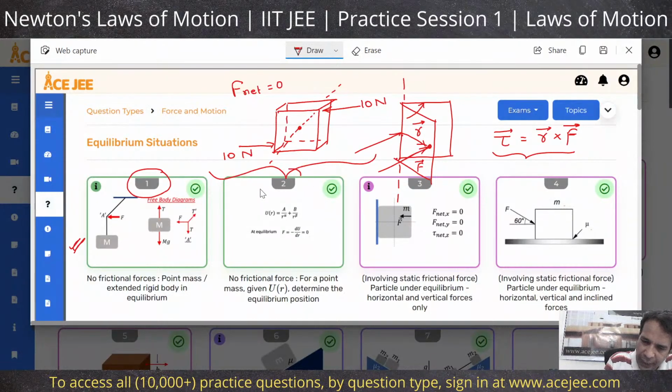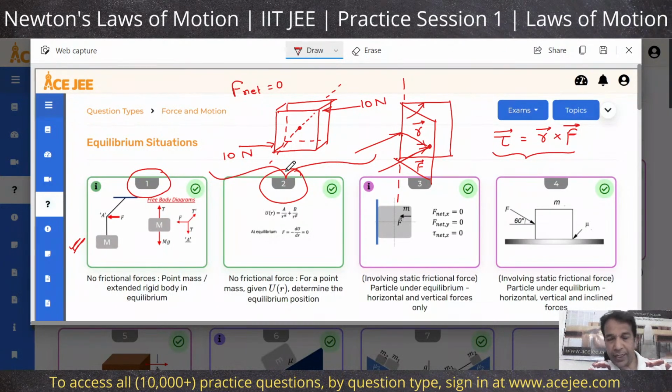In the second question type, you might be given the potential function, or potential energy function. So what is potential energy? What is that function we are talking about? Again, we'll learn that in the next class. Potential energy is nothing but a simple way of capturing the work done by conservative forces.